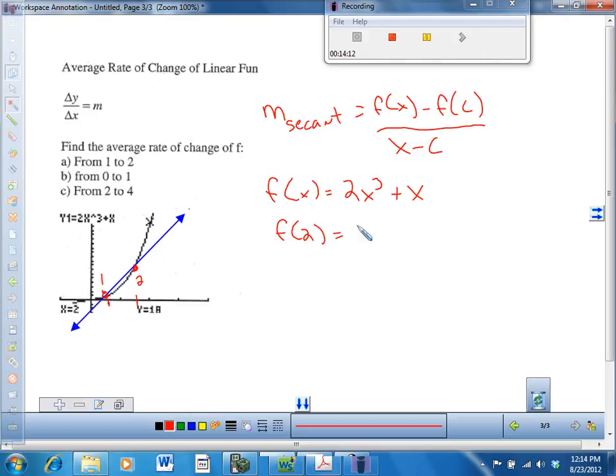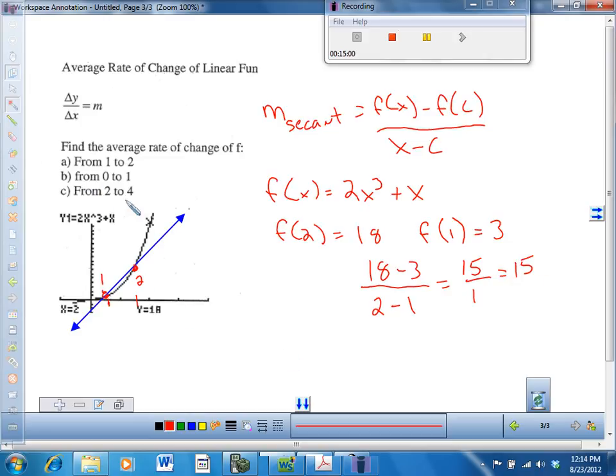is that 18? Yeah, 18, okay? And f of c, which I'm going to call f of 1, is equal to 2 times 1 cubed, which is 2, plus 1, is that 3? Yes? Okay, so on the top, what I have is f of x minus f of c, which is 18 minus 3. And on the bottom, I just have x, which is 2, minus 1, right? And I get 15 over 1, which is just 15. Yes? Okay.